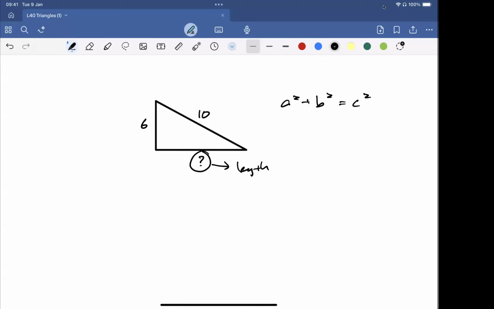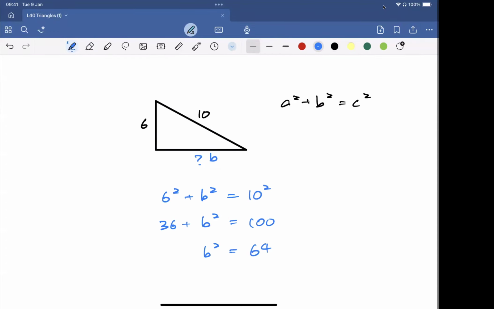Very good. All of you got the correct answer, which is 8. So how do you do this? 6 squared plus, let's just call it B, B squared. A squared plus B squared equals C squared. So 36 plus B squared equals 100. B squared should be 64.